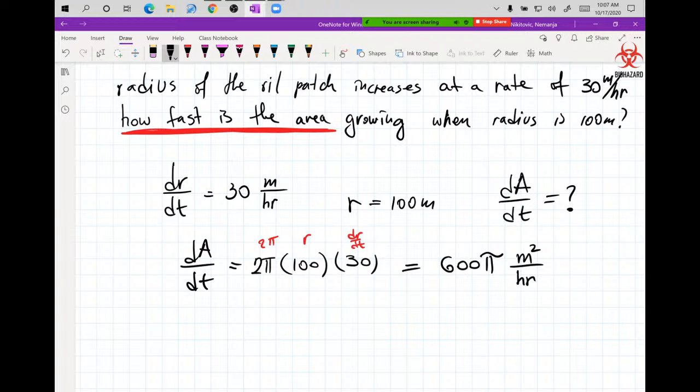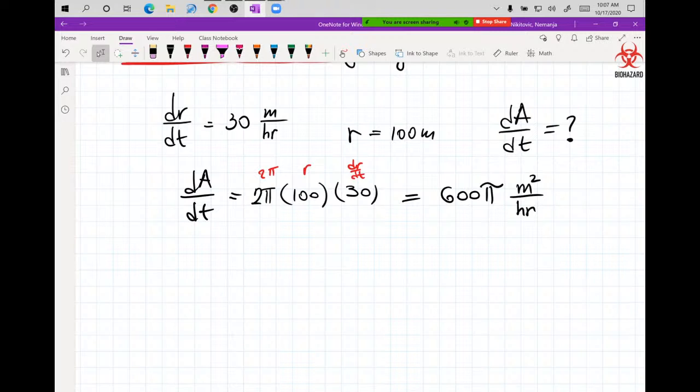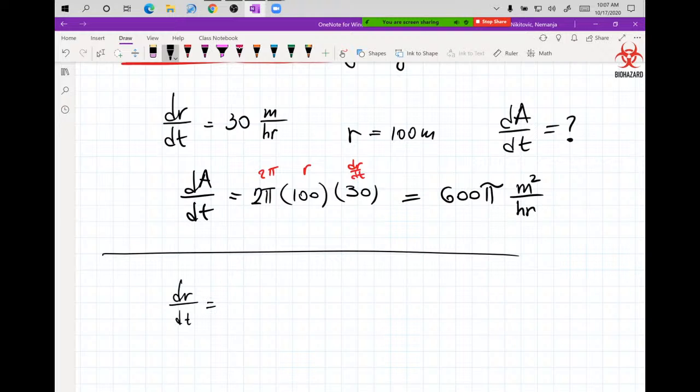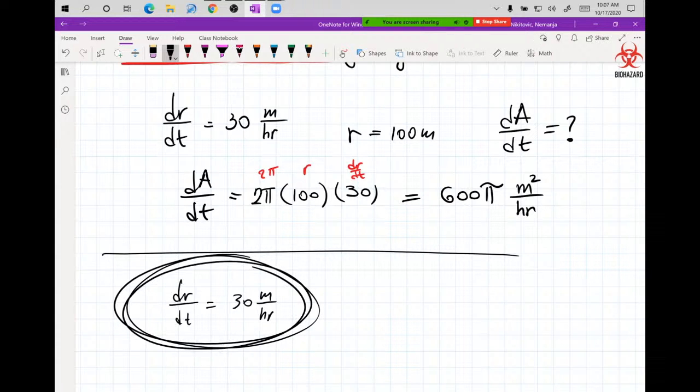That rate was lower because look, if you want to do the same problem and keep your dr/dt constant at 30 meters per hour, because this is controlled by the size of the hole through which the oil is pouring out from the rig. The bigger hole will increase this number. A smaller hole will decrease it. Well, we have a hole that supplies 30 meters per hour of ruined water, right? Polluted water.